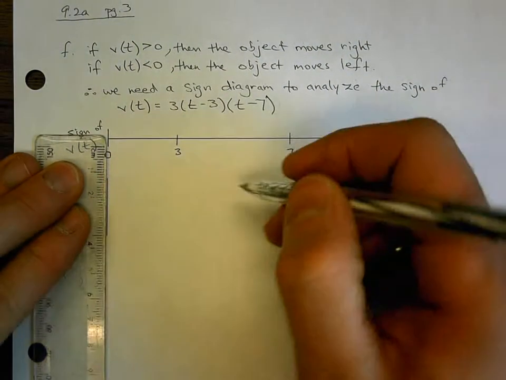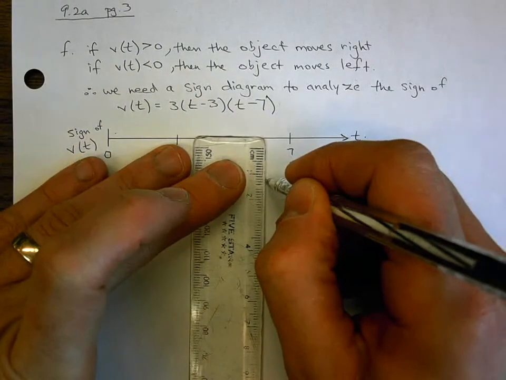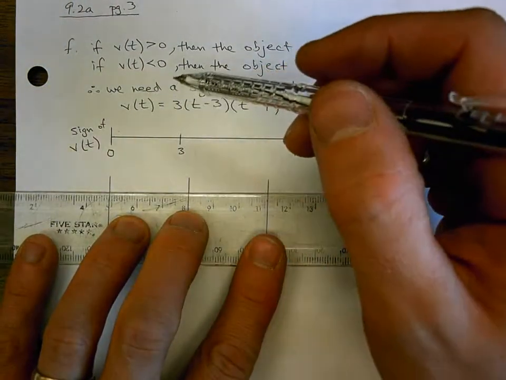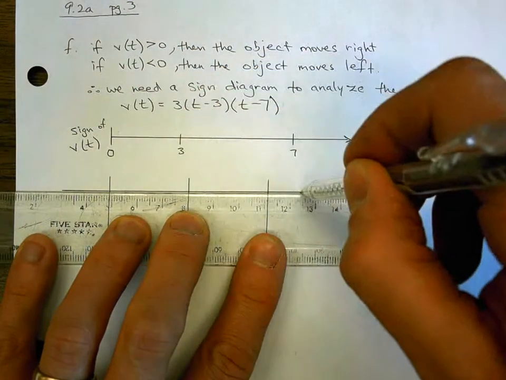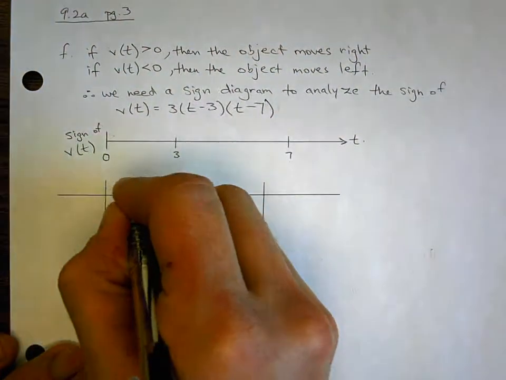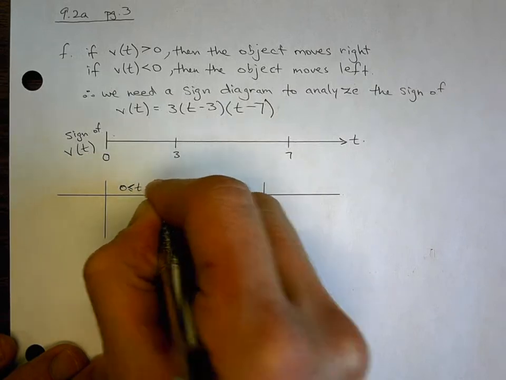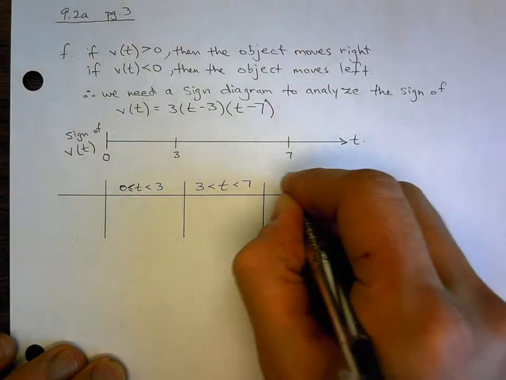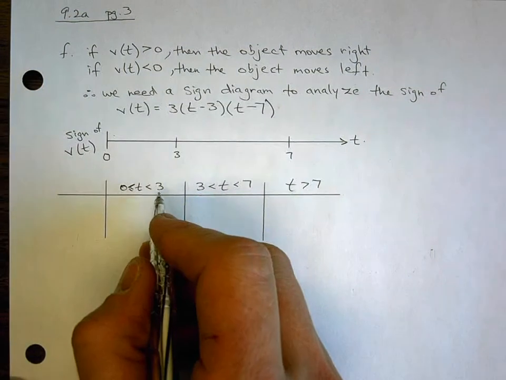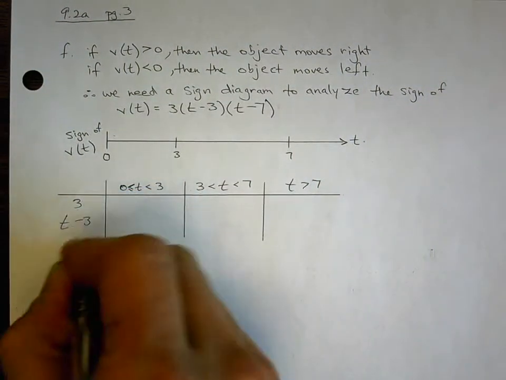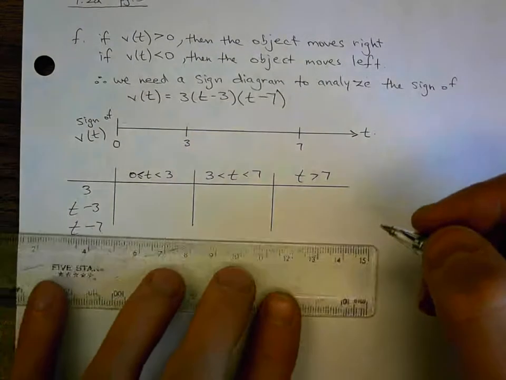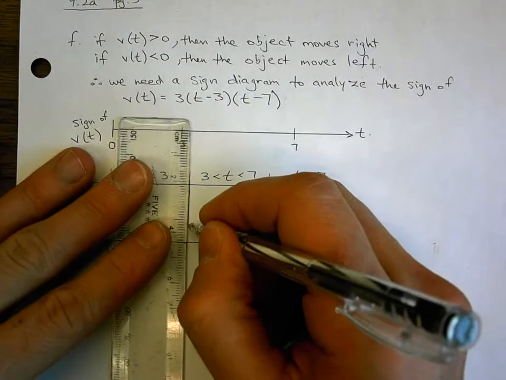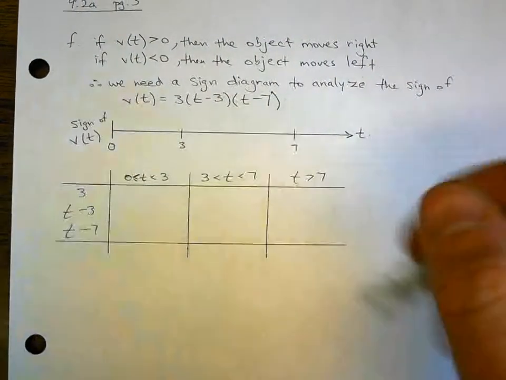So I have t is between 0 and 3. I have t is between 3 and 7, and then I have t greater than 7. And my factors are 3, t minus 3, t minus 7. And so I'm just going to show the full table like that. Hopefully you guys remember how to do this. If you're unsure, go back to your previous chapter's notes.